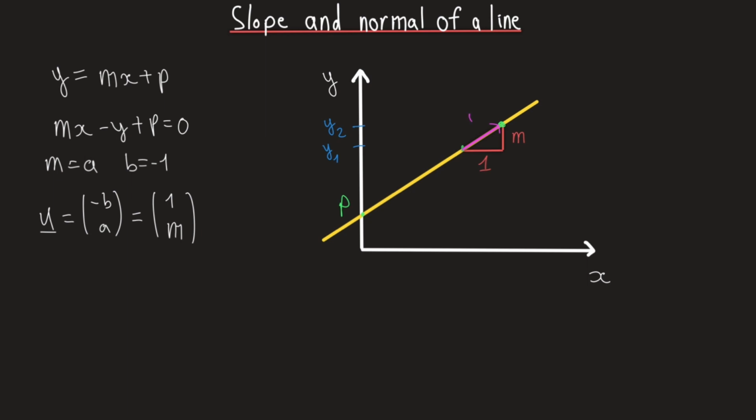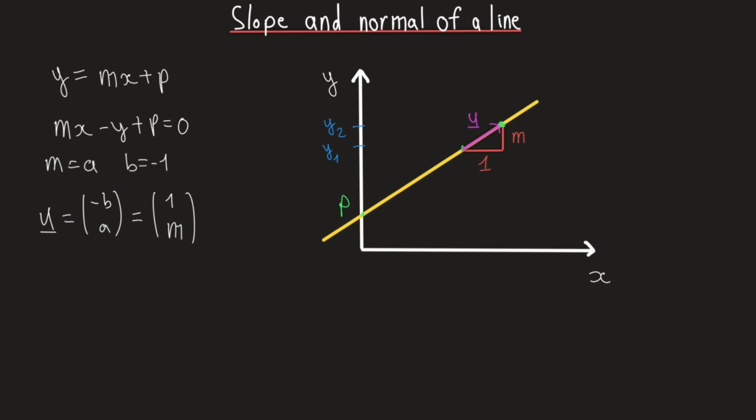Hence we get this vector over here, and the coordinates of the direction vector make sense because we move by 1 in the x direction and we move up by m, which is exactly what we have here for the coordinates of our direction vector. So if we visualize it, we can understand why the direction vector u has these 2 coordinates, because it represents the slope of our line.